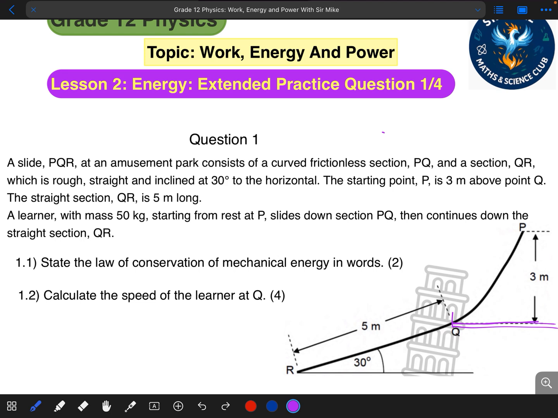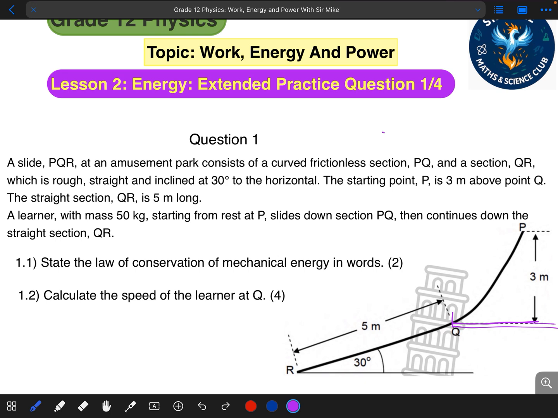We know that the word rest simply means that the person is not moving, so the speed of that person at point P is 0. They said that the learner slides down section PQ, then continues down the straight section, which is QR.